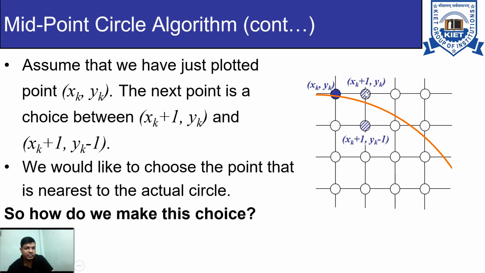So we have to decide which point to activate, xk plus 1 comma yk or xk plus 1 comma yk minus 1. We would like to choose the point that is nearest to the actual circle, and obviously we are going to choose the point which is nearer to the circumference of the circle. So the question here is, how do we make this choice? The answer is the name of the algorithm, the midpoint. So we have to choose a midpoint.